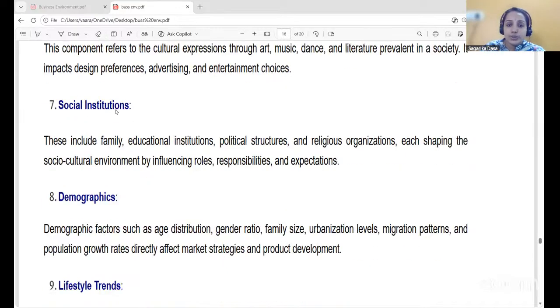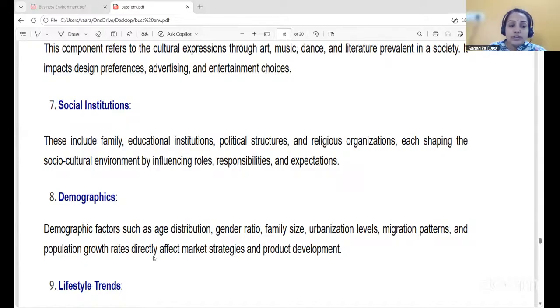Then social institutions. Social institutions like we have family, educational institutions, political structures, like we have Gurukula schools, which are meant for the students to instill value education among the students. So, like that, political structures, religious organizations also help in the socio-cultural environment by influencing roles, responsibilities, and expectations.